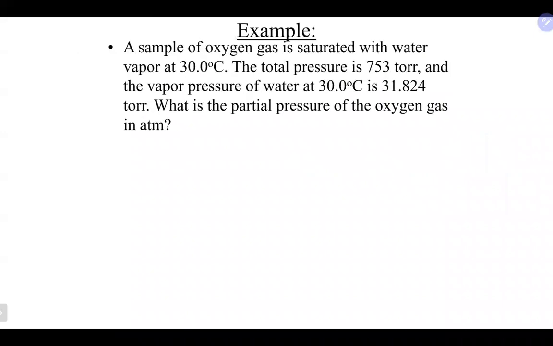All right, so why don't we try one here? A sample of oxygen gas is saturated with water vapor at 30 degrees Celsius. The total pressure is 753 torr. The vapor pressure of water at 30 degrees Celsius is 31.824 torr. What is the partial pressure of oxygen in atmospheres?